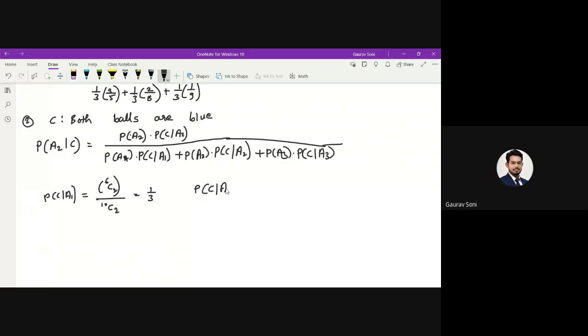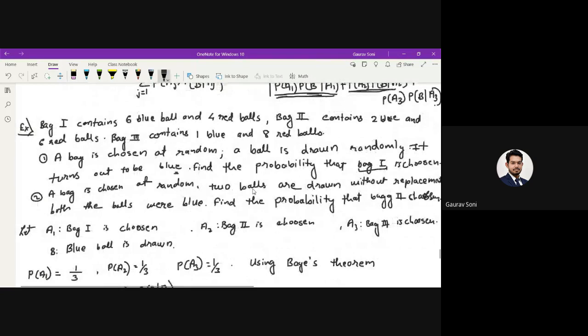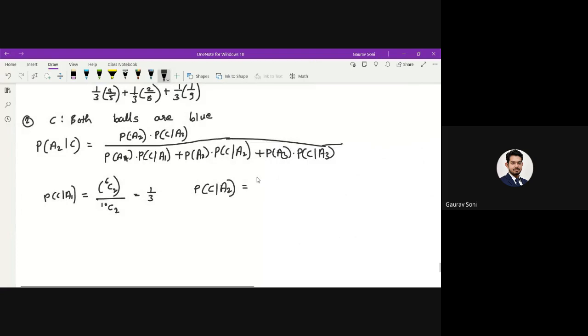Probability of C when A2 has occurred. In the second bag, what we can see, there are only two blue balls and six red balls. So 2C2 upon 8C2. Total balls are 8. So this is 1/28. Okay, I'm considering that the calculations are right.